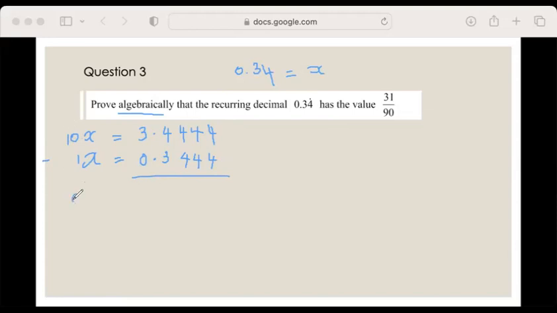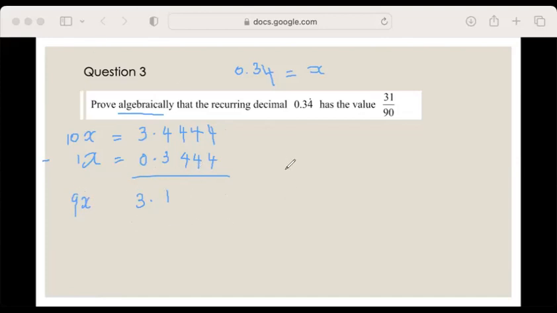So when we take away 1x, the remaining thing is equal to 9x. So what's equal to 9x? 4 minus 4 is 0, 4 minus 4 is 0, 4 minus 4 is 0, 4 minus 3 is 1, and 3. So 10x is equal to 3.444, 1x is equal to 0.34, and 9x is equal to 3.1. The next step we do is actually we times this, this is equal to 9x, right? So we times it by 10.